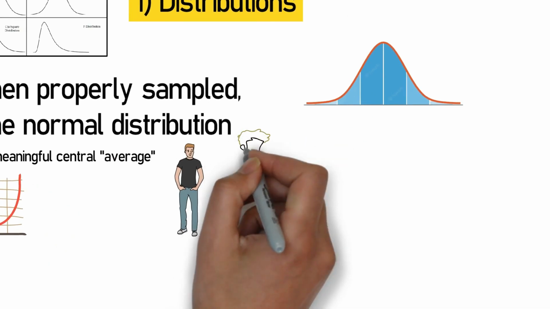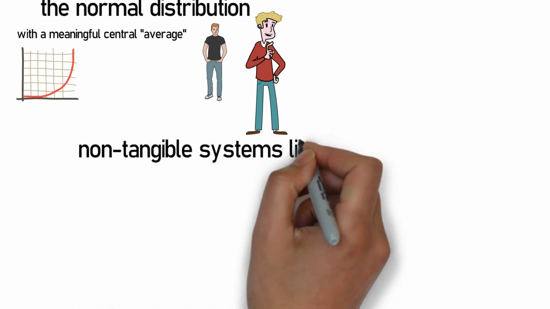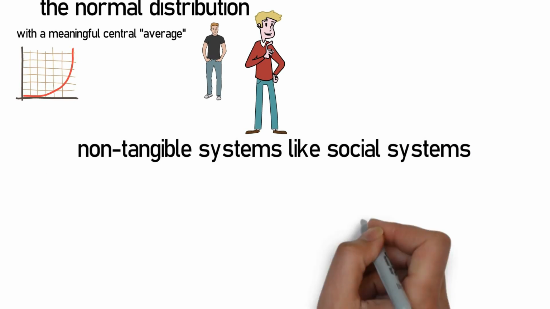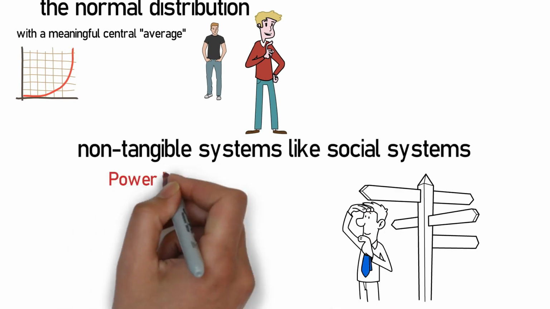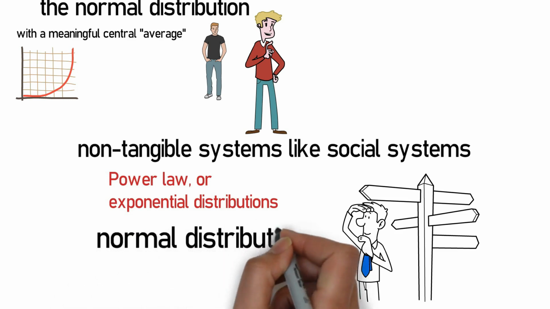But it's also worth noting that many common processes, especially in non-tangible systems like social systems, do not follow this pattern. Power law or exponential distributions are in contrast to normal distributions.